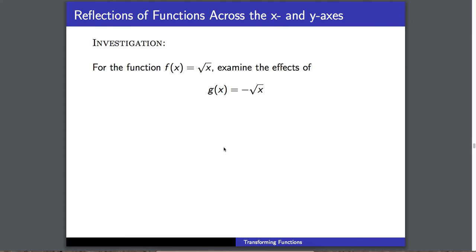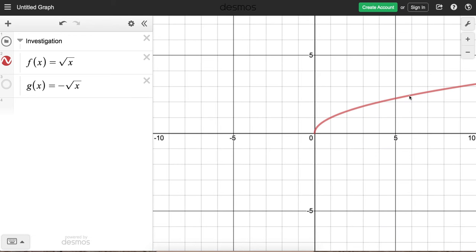So let's look at the square root function. f of x is the square root of x. Let's look at what happens if we take that square root function and make it negative. So multiply the function by a negative. So here we have our square root parent function.